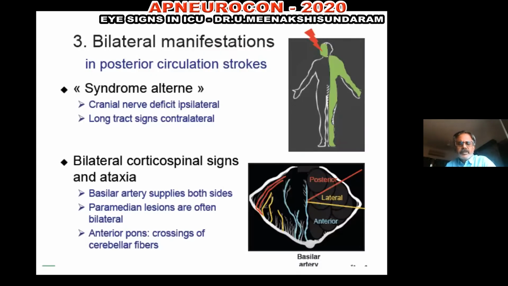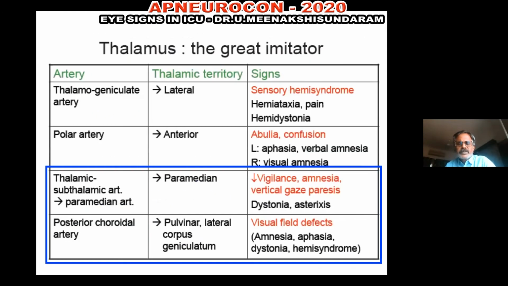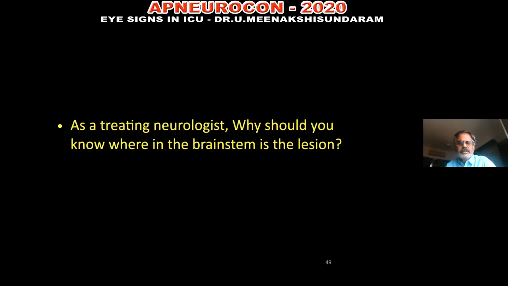This I would skip because this is not about eye science, so I'm going to skip these. Just to know that the thalamus is a great imitator and it can lead on to vertical gaze paresis and visual field defects.